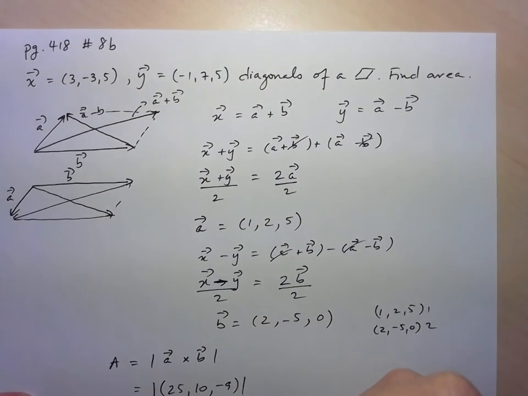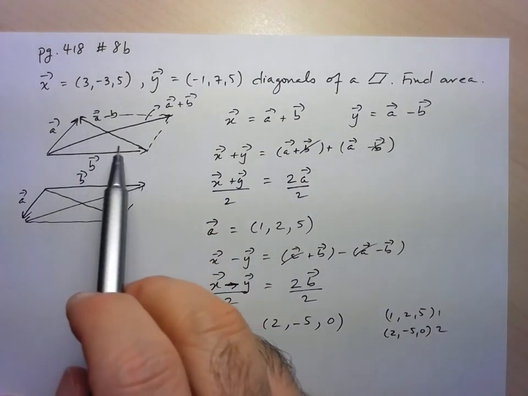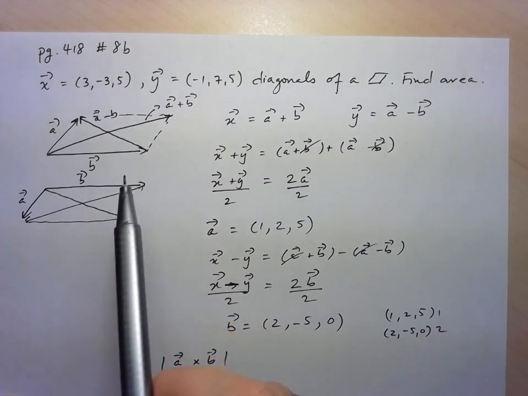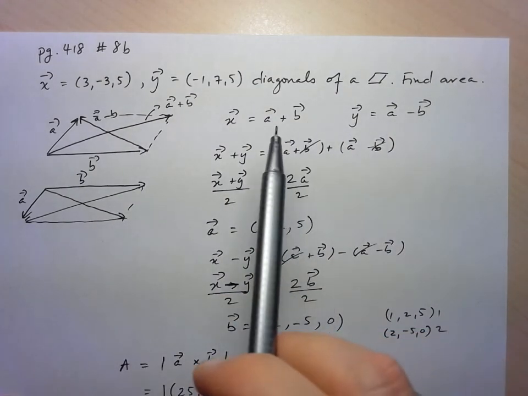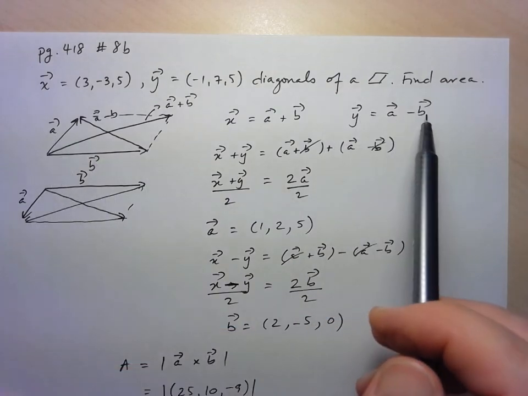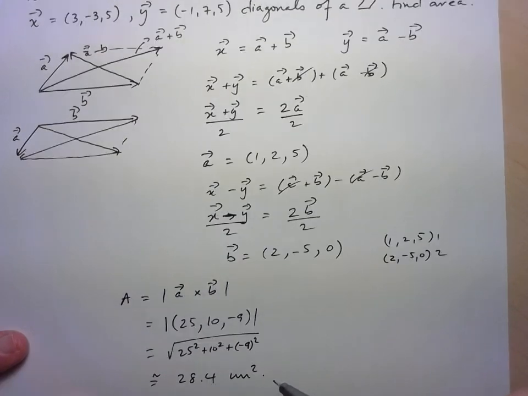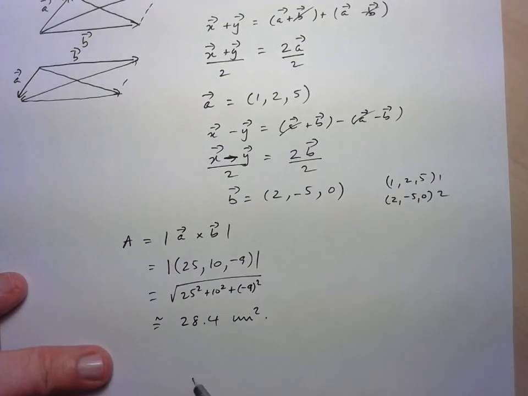Okay, so again, just to recap here, if we take these vectors as representing the diagonals, you just have to remember that the diagonals have a physical significance. One diagonal represents the sum of the two vectors that represent the sides, and the other one the difference. And from there, we were just able to use some slightly clever algebra to determine those two side vectors, and then use the cross product to determine the area. Okay, that's it for this one.